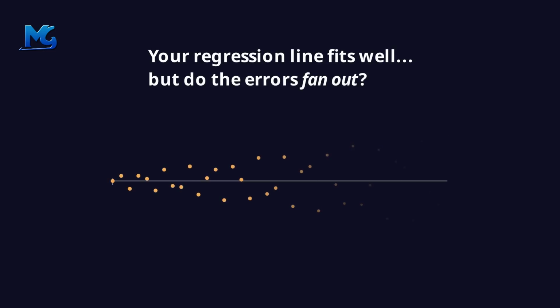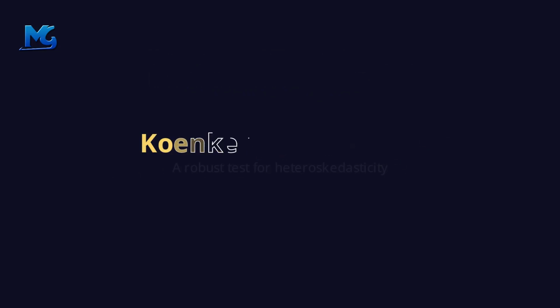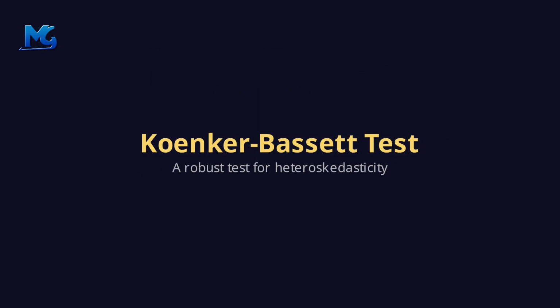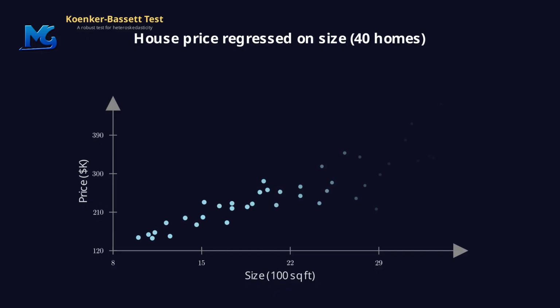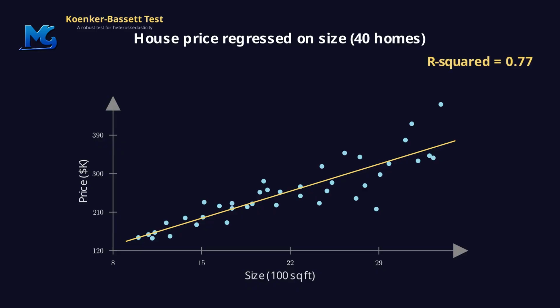Your regression line fits well, but do the errors fan out? The Koenker-Bassett test, a robust test for heteroskedasticity. Imagine the price of 40 homes regressed on their size in square feet. Bigger homes cost more, so we fit a straight line by ordinary least squares. The line explains 77% of the variation. So far, the model looks healthy.